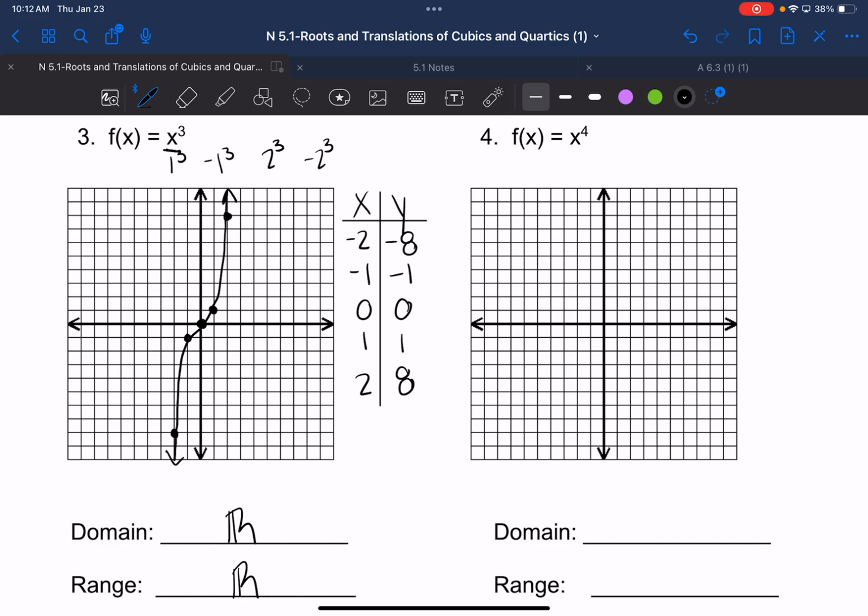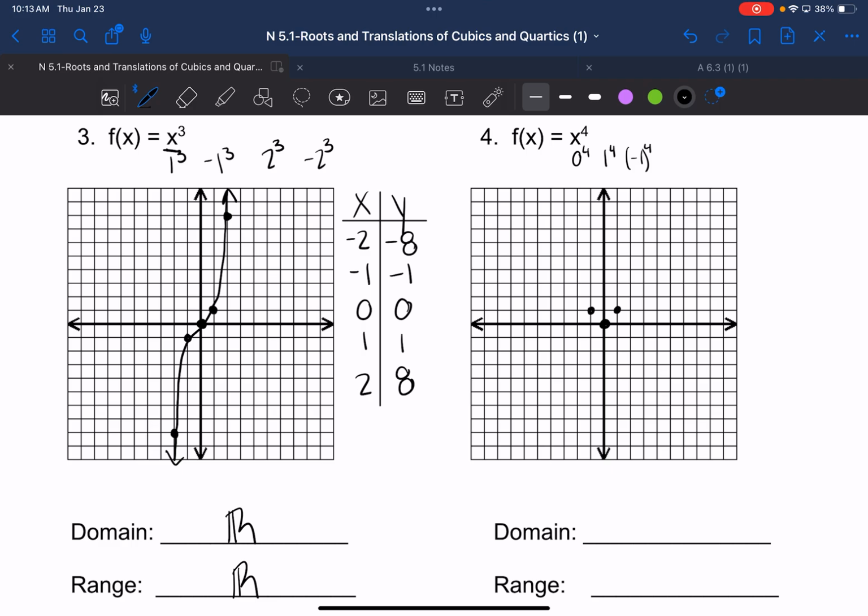For x to the fourth, we may or may not know a bunch of values on this graph, but we could plug in some numbers. If I plug in 0, what is 0 to the fourth power? So it must have the point 0, 0. What if I plug in 1? What's 1 to the fourth power? 1. What if I plug in -1? What's -1 to the fourth power? 1, right? -1 times -1 times -1 times -1. So -1, 1 is on there.